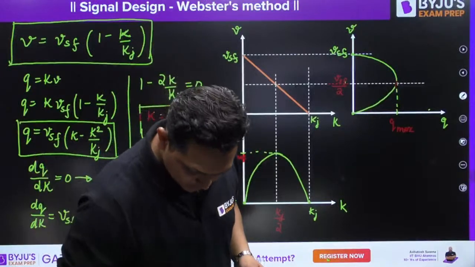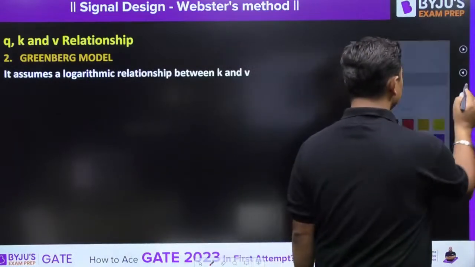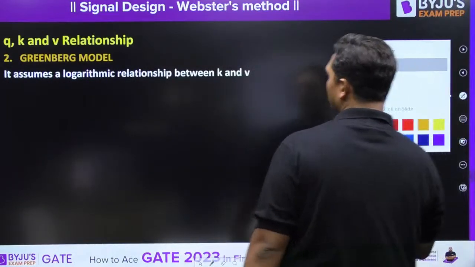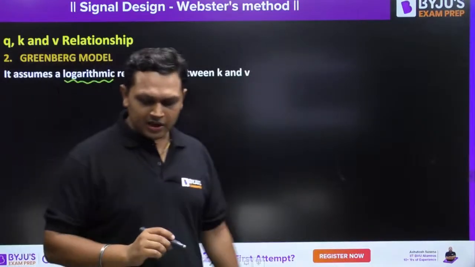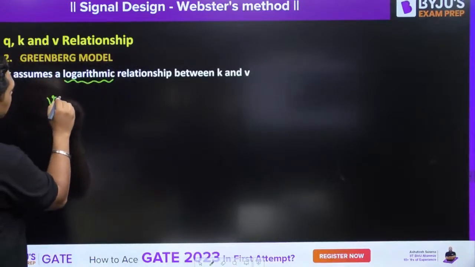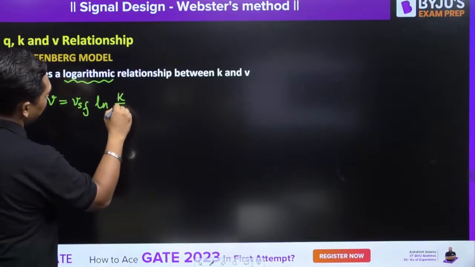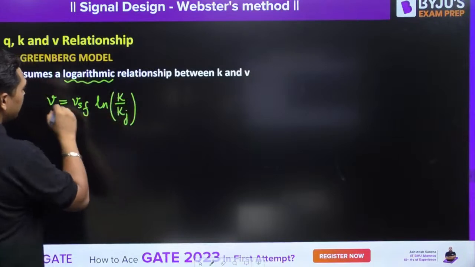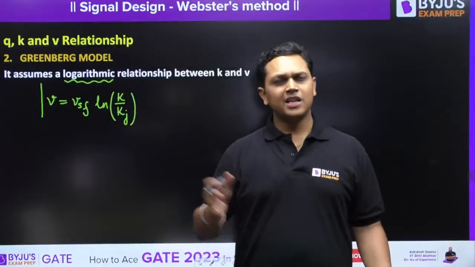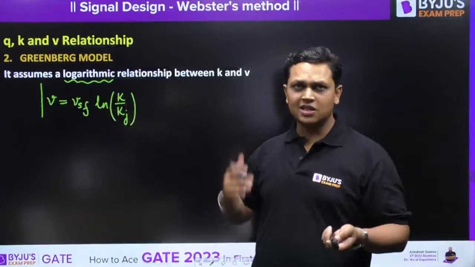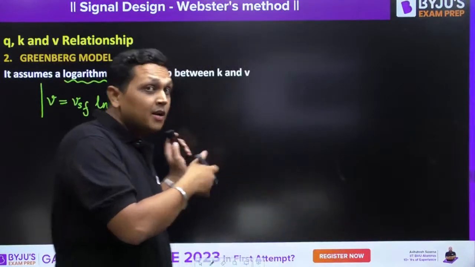All right. Very good. Now we are going to talk about Greenberg's model. In the previous model, the relationship was assumed to be linear, but in this model, the relationship is assumed to be logarithmic. So I will give you the relationship. The relationship is V is equal to Vsf ln(Kj upon K). Now this is as per Greenberg. But there are other models also. It is not necessarily only these 3 models. So in the examination, you may be given some random equation over there.